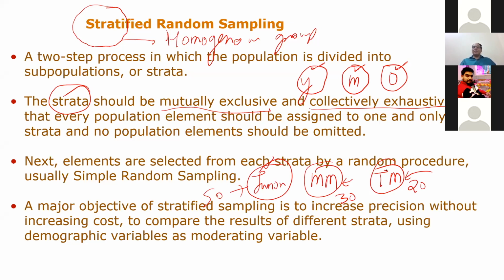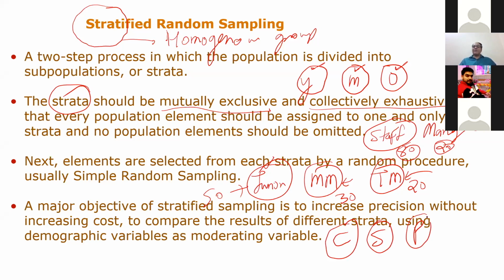Similarly, if you go to a bank, the bank employees can be divided into staff and managers. So staff is 80% and managers are 20%. So you can decide on the basis of designation also. Similarly, if you take universities, they are divided into three groups: central universities, state universities, and private universities. Right? Normally, we divide the universities like this.